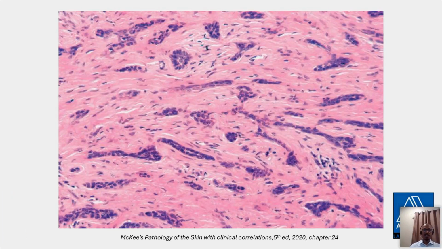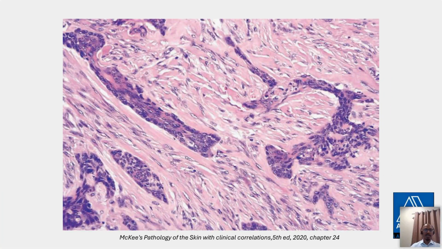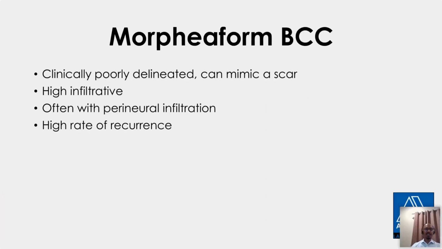Okay, and on histology, typical of morphiform or sclerosing BCC are these highly infiltrative cords, which comprise small basaloid cells in a background of a densely fibrocollagenous stroma. And this is the keloidal variant of morphiform BCC. The reason we say it's keloidal is because the collagen bundles are thickened, and that reminds one of the keloidal collagen that you see in keloids.